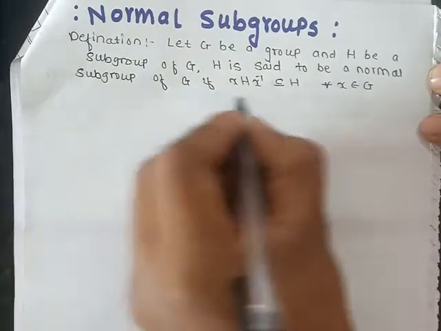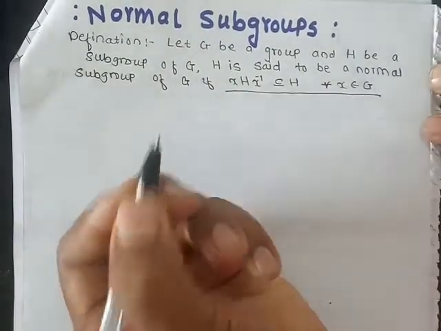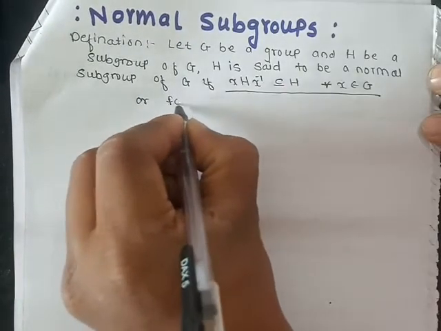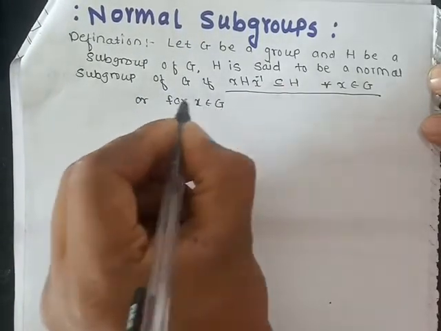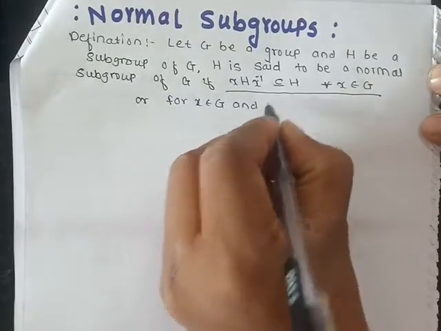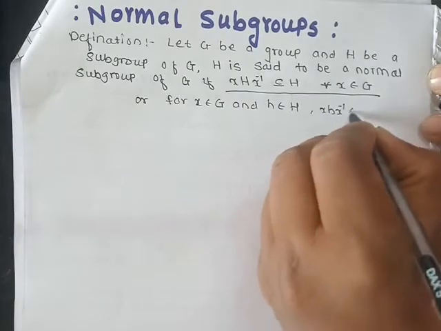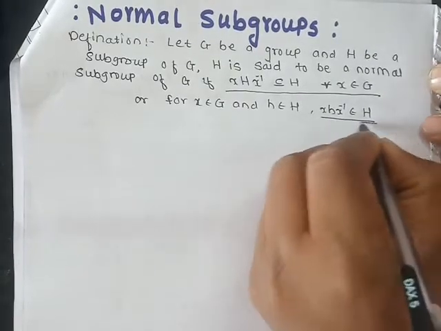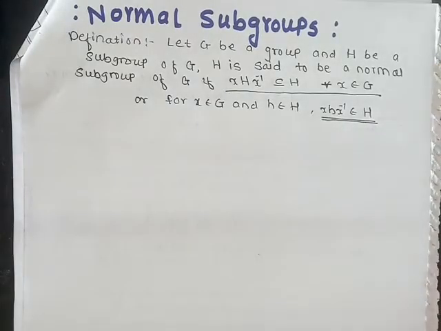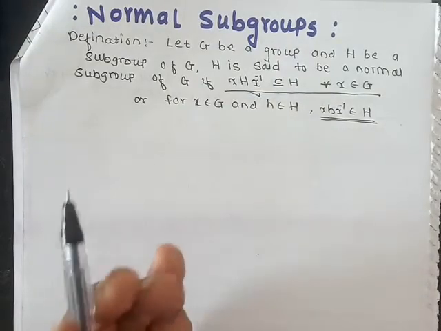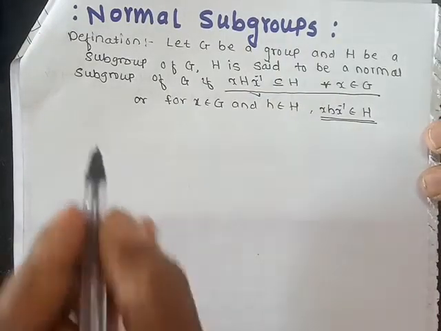In other words, this can be written as: for x belongs to G and small h belongs to capital H, x h x inverse belongs to capital H. So in order to show that a group is a normal subgroup, it must be a subgroup. Then additionally, if this condition is satisfied, we say that H is a normal subgroup of G.